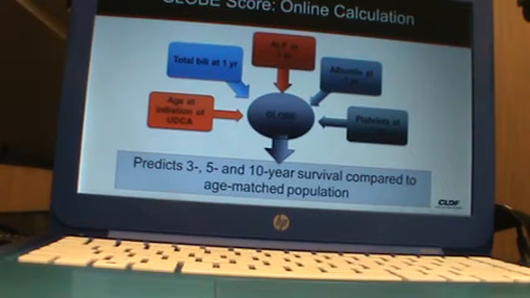There are various ways of scoring the progression of PBC. The global scoring system, I don't know that the particulars are really necessary, but it basically is an indication by evaluating the age of the initiation, the total bilirubin, the alkaline phosphatase, the albumin, and the platelets, which are standard things that we all follow in any case.